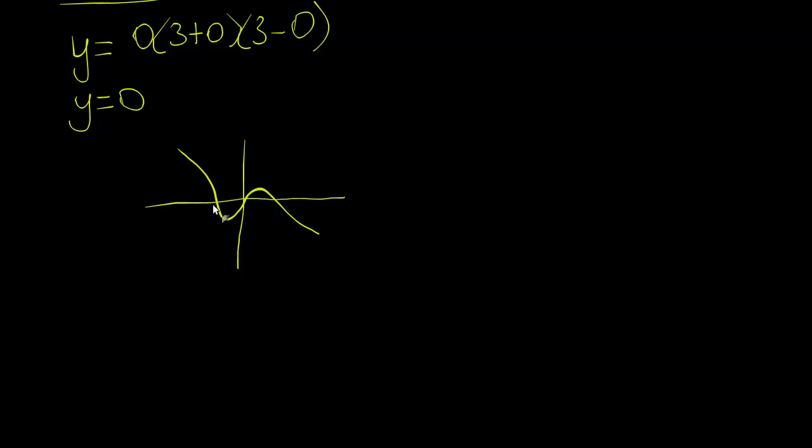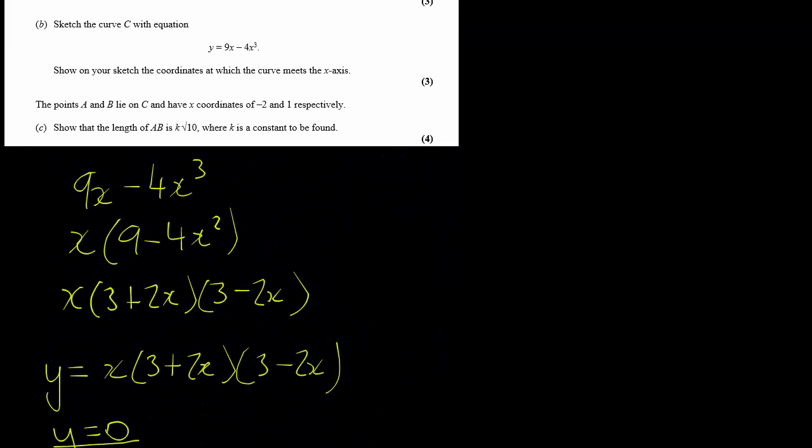Excuse my poor drawing. So this point here would be minus 3 over 2, 0. It's a bit hard to write very small. This point here is 0, 0. And then this point here is 3 over 2 and 0. Okay, and that's the sketch. Finally, so that's part A and part B.